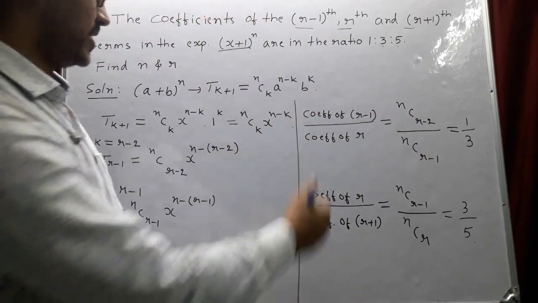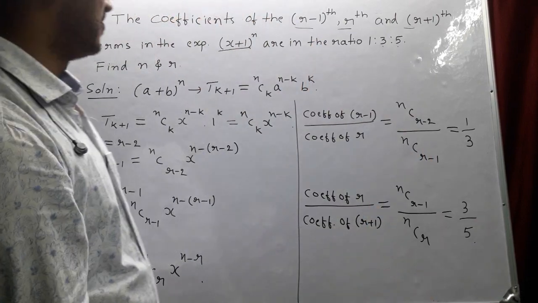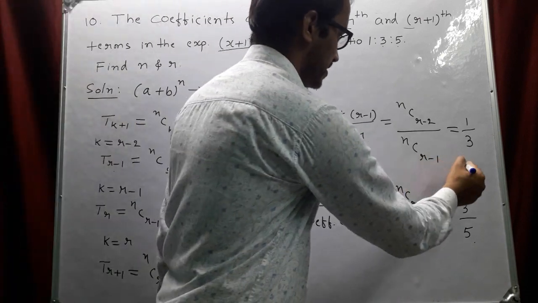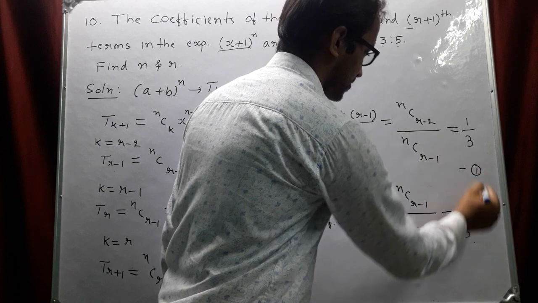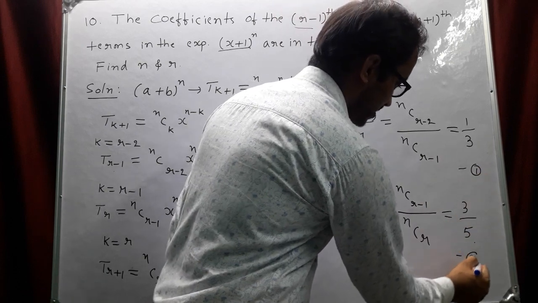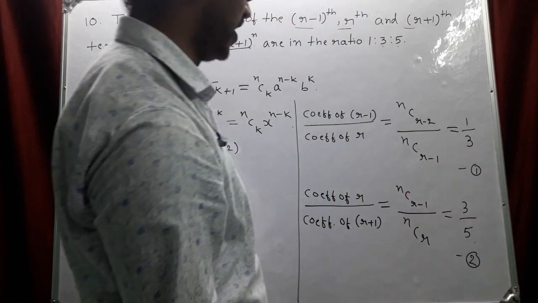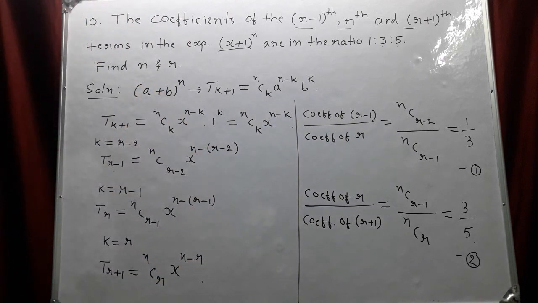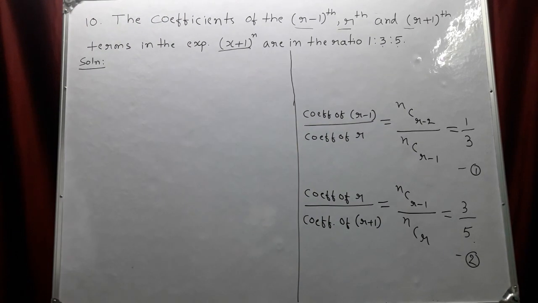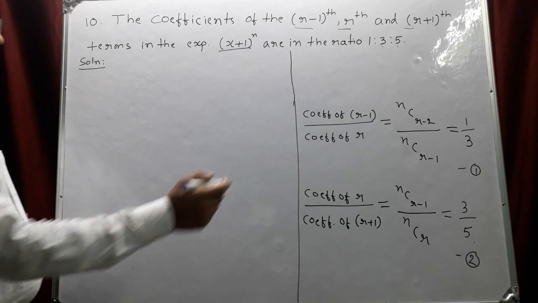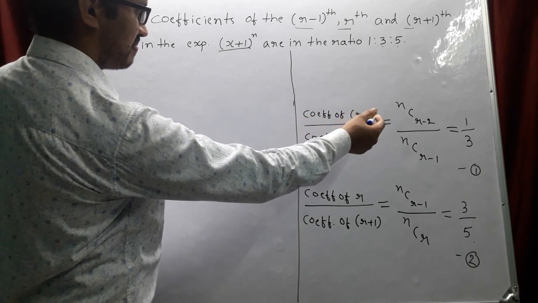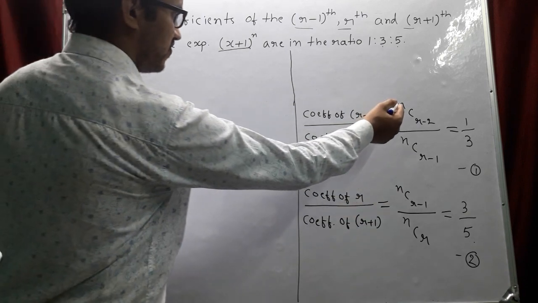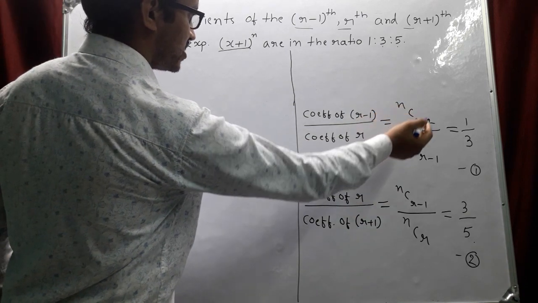Now simplify these equations and we can find the value of n and r. Consider this as equation 1, this as equation 2. Let us simplify and we are going to find the values of n and r. Now let us simplify this one, coefficient of r minus 1 term by coefficient of r term. What we have? nCr minus 2.